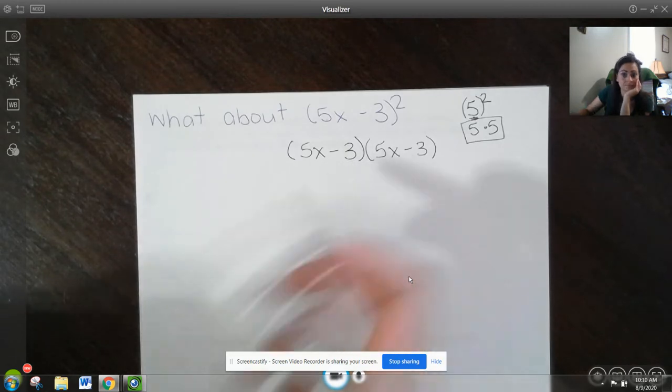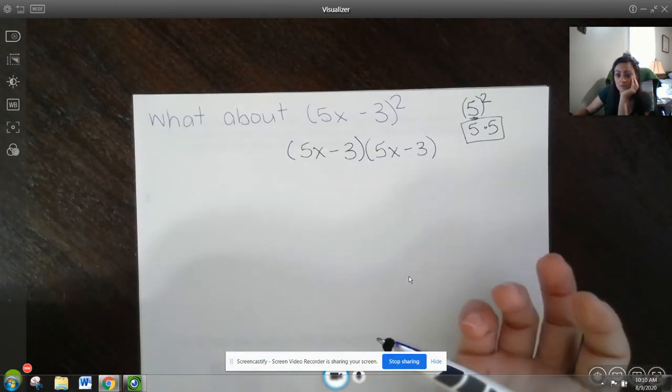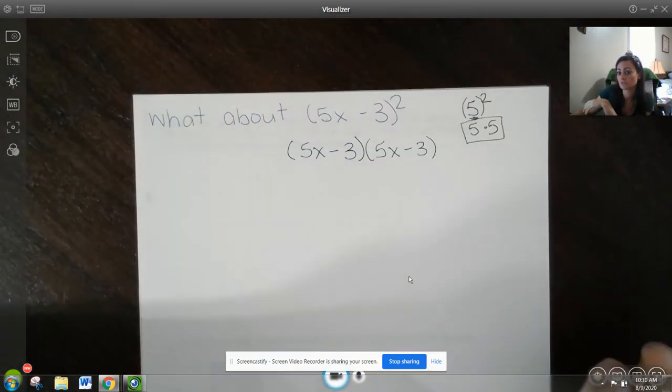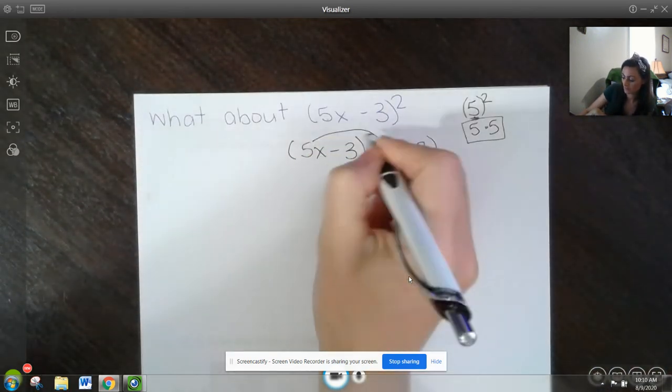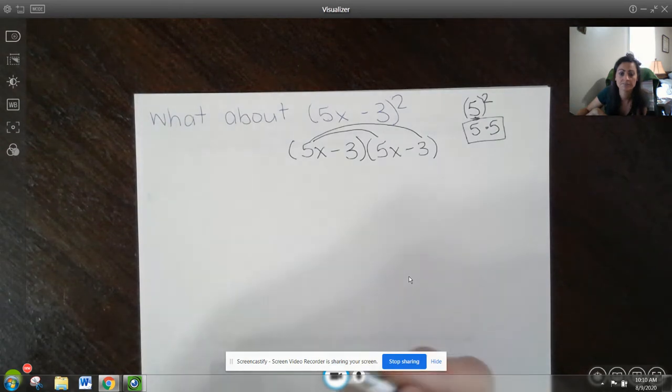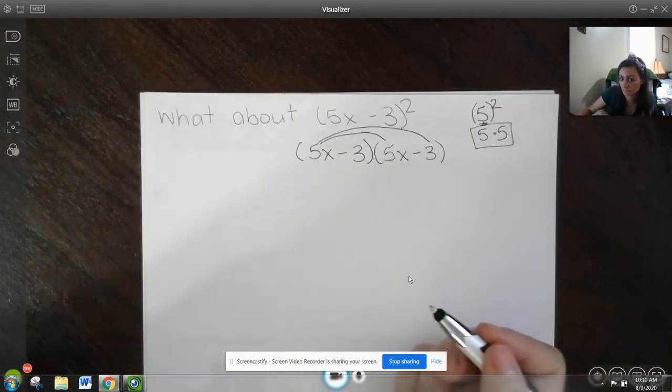So now, again, I'm back to the same thing we were doing before. You could choose the box method. You could choose to do distribution. It does not matter. Just in the essence of time, I'm going to do distribution.